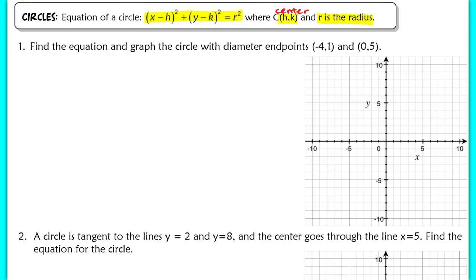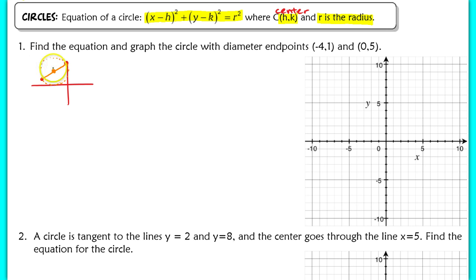So let's go ahead and start with example 1. It says find the equation and graph the circle with diameter endpoints (negative 4, 1) and (0, 5). So if I just sketch this out real quick, we have a point here at (negative 4, 1) and a point over here at (0, 5). These represent the endpoints of the diameter of the circle. So one of the things we need to do is figure out exactly where that center of the circle is. So I'm just going to draw an imaginary circle here and roughly sketch this out.